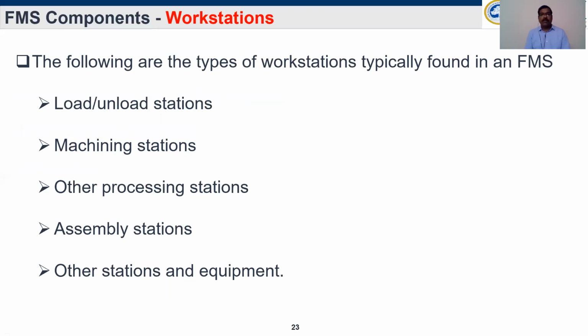So the following are the types of workstation typically found in a flexible manufacturing system. What are all the workstations? Loading and unloading workstations, machining stations, other processing stations, assembly stations, other stations and equipment. So this is what is typically seen in any FMS system.